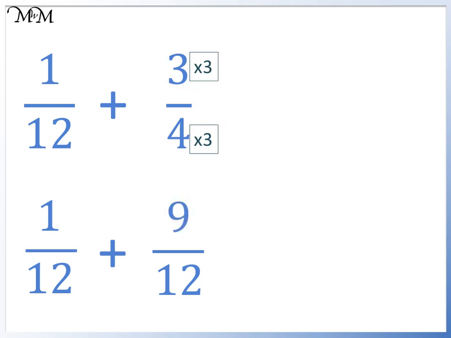Now we can add the fractions. The denominator will be 12. Now we add the numerators. 1 plus 9 equals 10. Our answer is 10/12. If you want to take it a step further, you could simplify it to 5/6 by dividing both the numerator and denominator by 2.